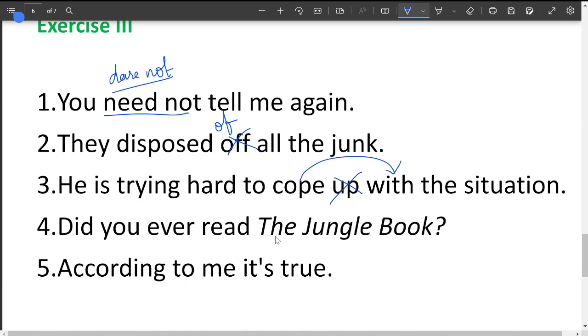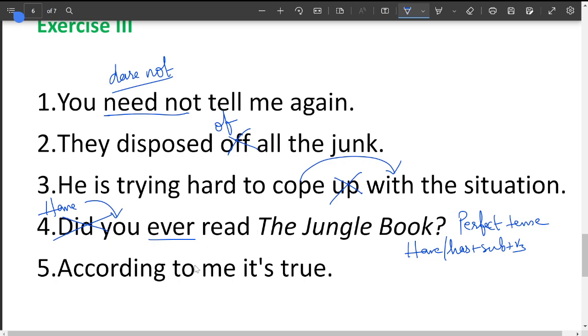Next, "did you ever": "ever" is the keyword which you can use in the present perfect tense. Present perfect tense structure in questions is have or has plus subject plus V3. What is given here? "Did." "Did" cannot be used. "Did" is the keyword in the simple past tense. So what do you need here? Have you ever read the Jungle Book?